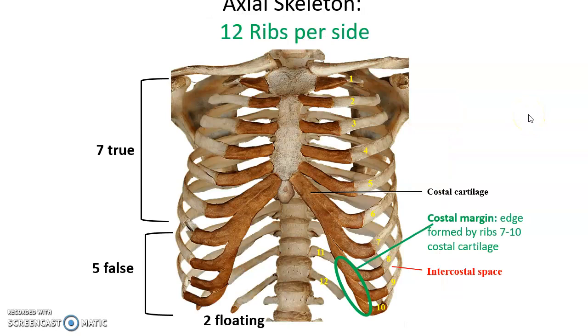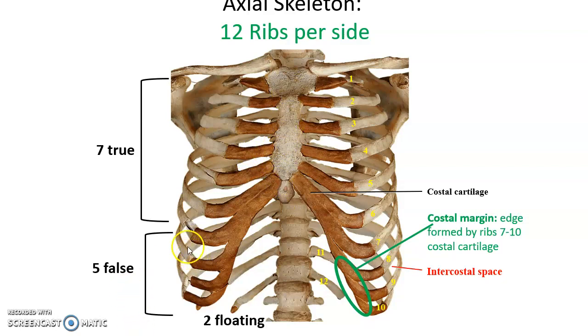The ribs, there are 24 ribs, 12 on each side. They're called rib 1, rib 2, rib 3, rib 4, rib 5, etc., down to rib 12. So right and left, ribs 1 through 12. The first 7 ribs are the true ribs. They're called true ribs because they attach to costal cartilage that goes directly to the sternum.